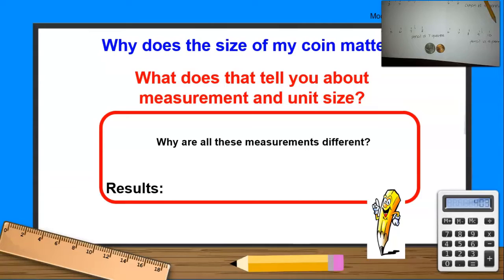So what does it tell you about the measurement and the unit? Look at the quarter and look at the penny. It tells us that if you have a small unit size, you get bigger numbers. So look at this. When I measure with pennies, my number is going to be bigger than when I measure with my quarter.